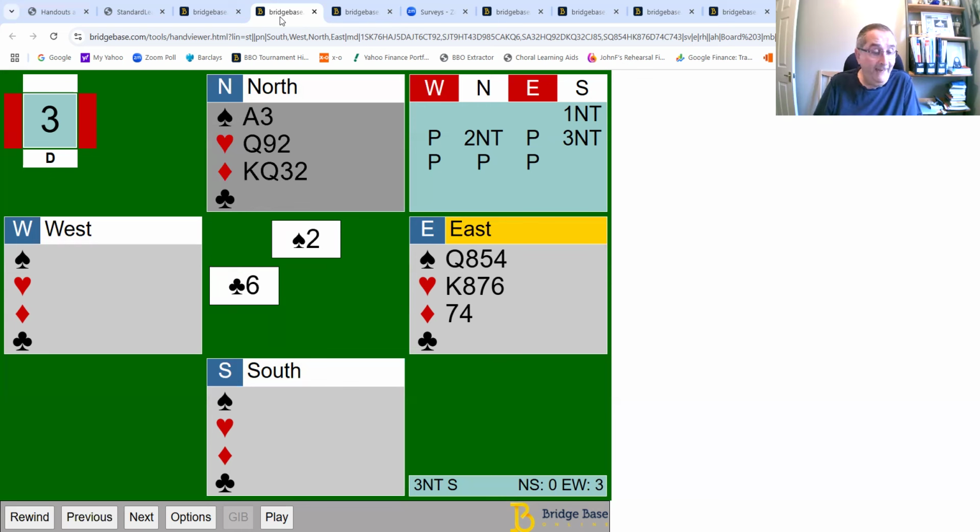And I've got the second poll for you, which is, what do you think East should discard here? Have a little think about it. And here comes the second poll. The question is, what do you think East should discard here?